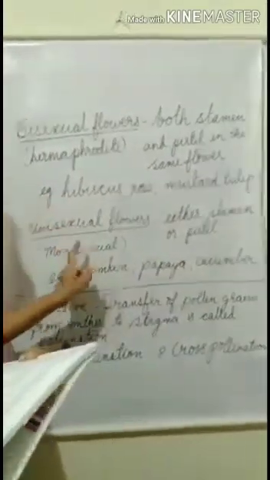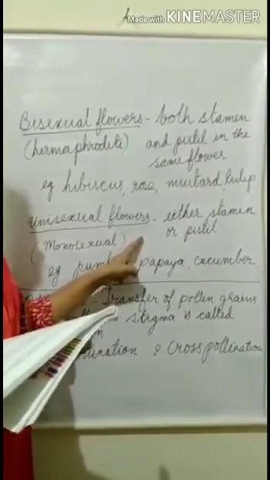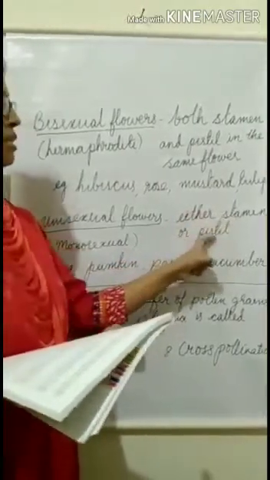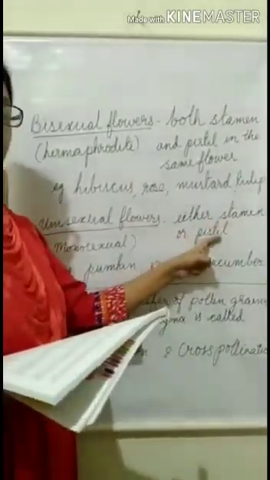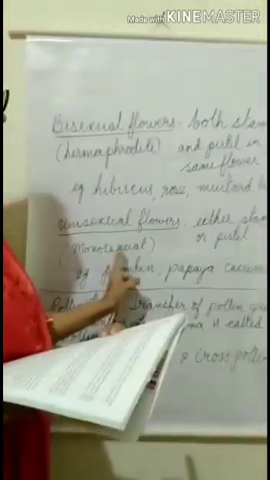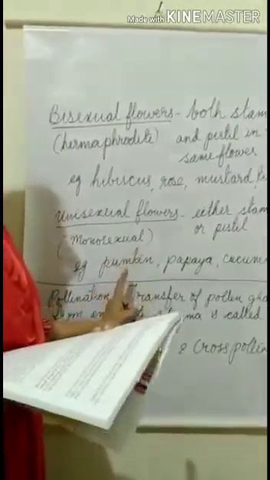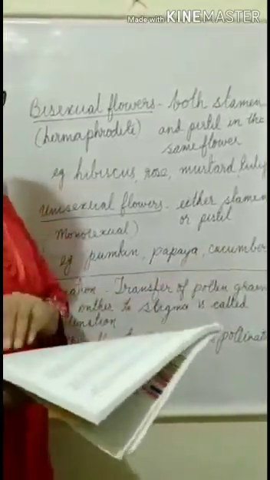Unisexual flowers means some flowers contain either stamen or pistil, either the male reproductive part or the female reproductive part only. That type of flowers are called unisexual or monosexual flowers. Examples: pumpkin, papaya, cucumber.